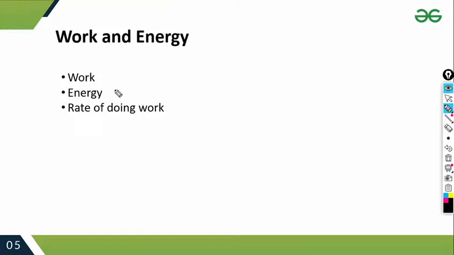Then coming to energy, first of all we'll see what energy is, and we have different forms of energy, which are kinetic energy and potential energy.